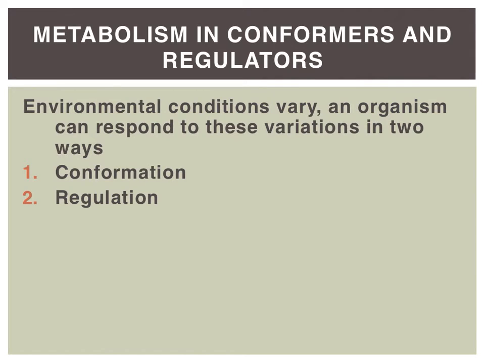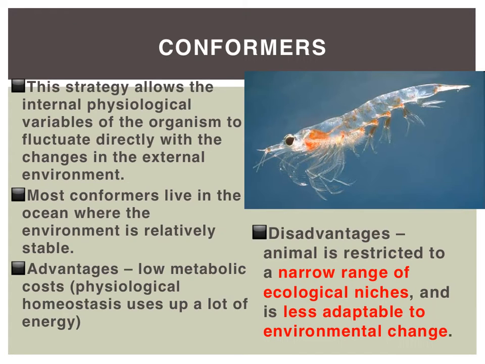Now, different organisms live in different types of environments, and an organism can respond to these variations in two ways. One, they can either conform, so they're known as conformers, or they can regulate, so they're known as regulators. So we're going to have a look at some examples of these. So let's have a look first of all at a conformer.